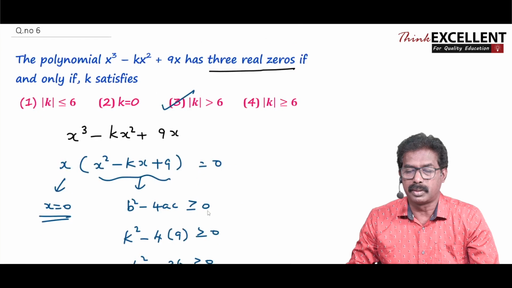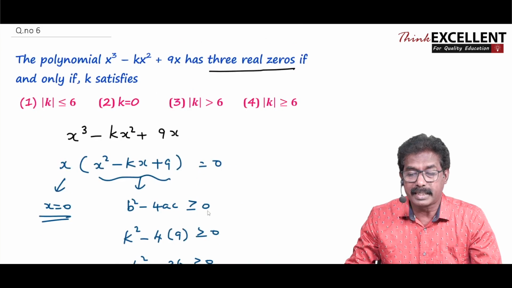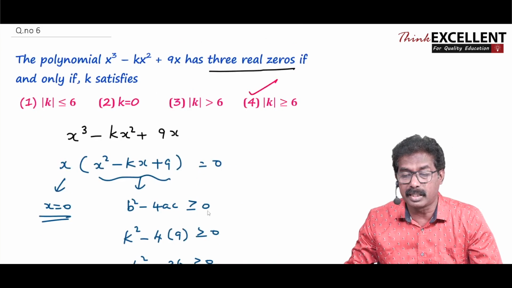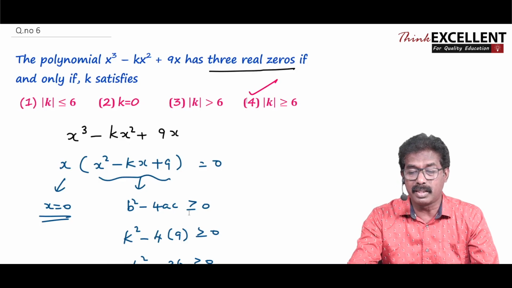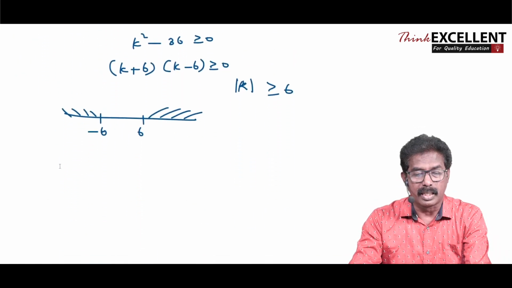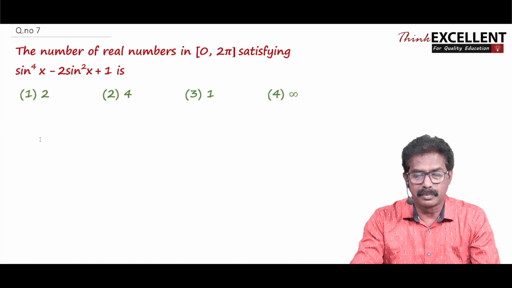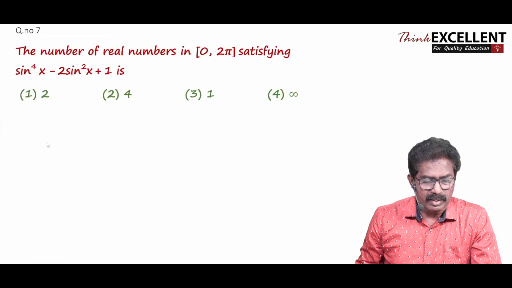Third option is only greater than, but the correct answer is greater than or equal to also, because the root may be even 0. Now let's move on to question number 7. Look at the 7th question.